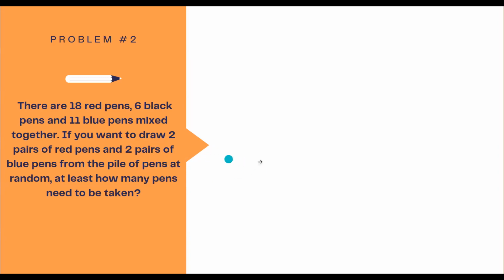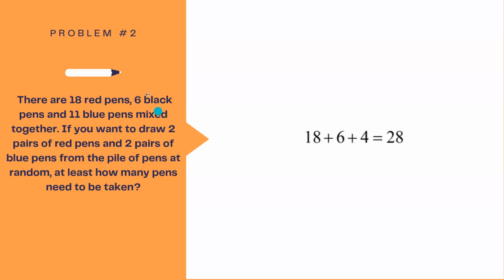In order to answer this, we need to consider the worst case scenario. We first consider the pens with the most number. We have 18 red pens. The next will be the black pens, which is six black pens. And lastly, we consider the blue pens. That's why we have four blue pens. If we add those three, we have an answer of 28. So the answer for this problem is 28.